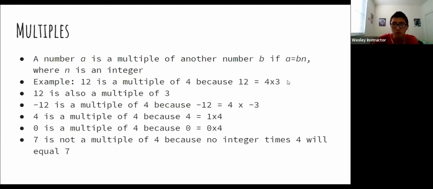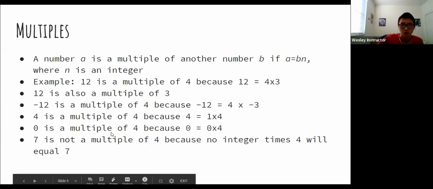So first we'll talk about multiples. A number A is a multiple of another number B if A equals B times N, and N is an integer. So for example, 12 is a multiple of 3, and 12 is also a multiple of 4. Negative 12 is a multiple of 4. My bad, flip that. So 12 is a multiple of 4 and 3.